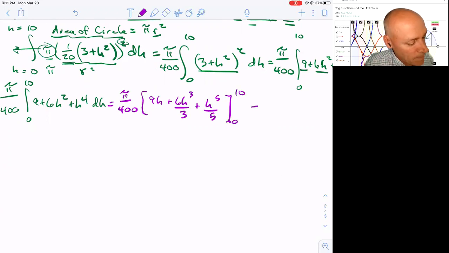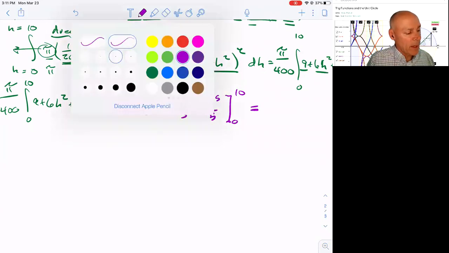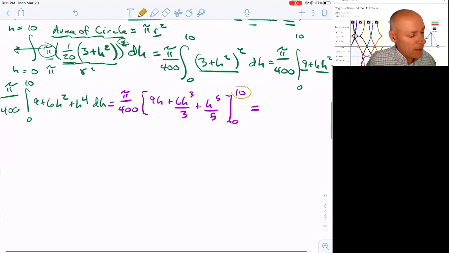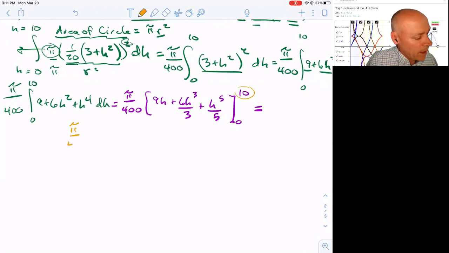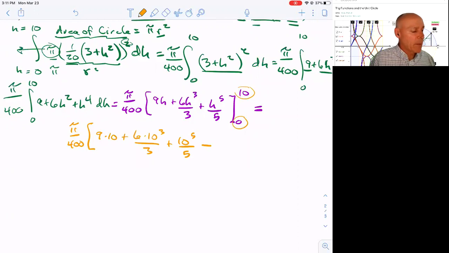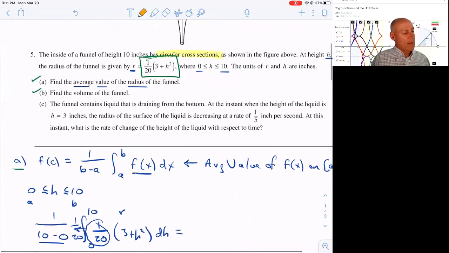0, 10. Now I'm going to substitute in my upper bound. So I'm going to get pi over 400 times the quantity 9 times 10 plus 6 times 10 cubed over 3 plus 10 to the 5th over 5 minus, plug in my lower bound. I look at my integrand and I see h in each one of my terms, so that's just going to be 0. I'm done. That represents what? That represents the volume of the funnel.